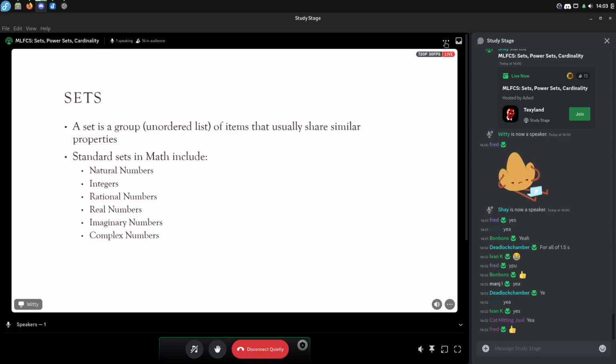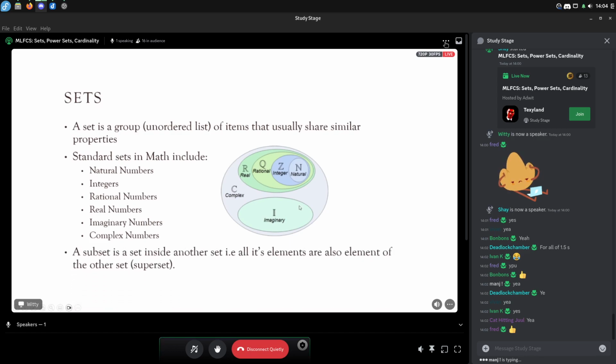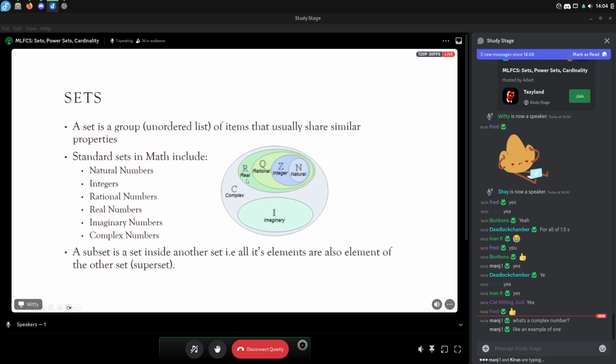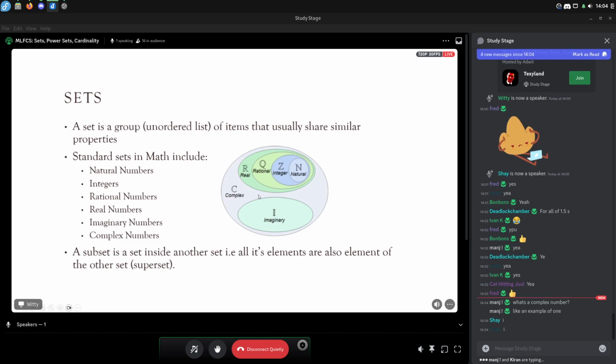There are standard sets in maths that we can include without having to define them ourselves, and this includes natural numbers, integers, rational numbers, real numbers, imaginary numbers, and complex numbers, and you can see the symbols for them on the side over here. A subset is a set inside another set, which means all of its elements are also elements of the other set, which would be called a superset. For example, every set here is a subset of complex numbers, and rational numbers is a subset of real numbers, integers are a subset of rational numbers, and natural numbers are a subset of integers. So that's how sets and subsets work.